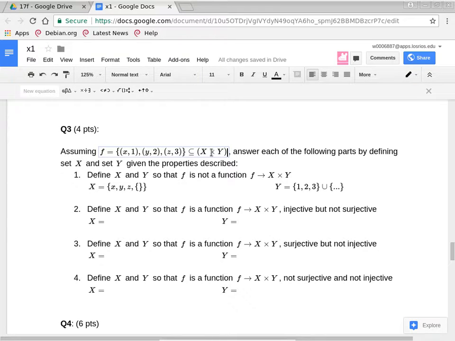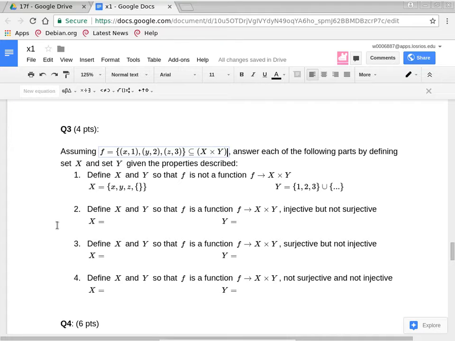Now, when you look at this, we know that the Cartesian product of X and Y has at least 9 elements. It must have x1, x2, x3, y1, y2, y3, and z1, z2, z3. We know those 9 elements must be in the Cartesian product of X and Y. It might have some other stuff, but it has to have those 9 elements to begin with. So if F is to be a function, it has to be a subset because F can only have 3 elements, and the Cartesian product has at least 9 elements. So in this case, I can turn that subset into a proper subset. It would not have changed any other meaning of the question.